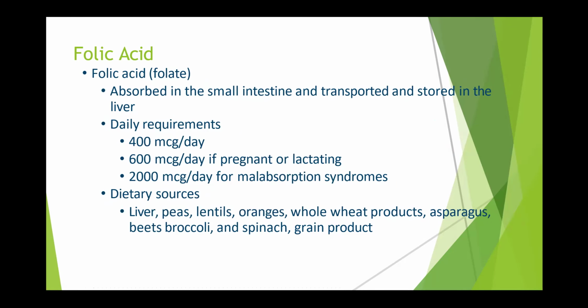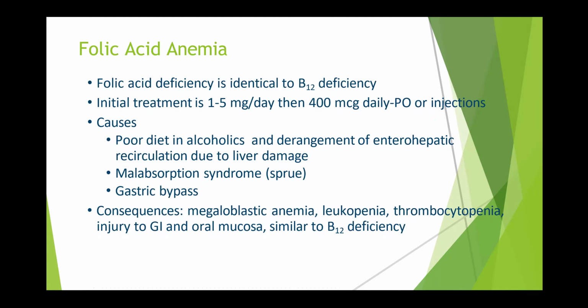Folic acid, also known as folate, is absorbed in the small intestine, transported and stored in the liver. Daily requirements: average adult, 400 mics a day, 600 a day if you're pregnant or breastfeeding, 2,000 mics a day for malabsorption syndromes. And where can you get folic acid? Again, liver, peas, lentils, oranges, whole wheat products, asparagus, beets, broccoli, spinach, and grain products. Lots of sources of dietary folate.